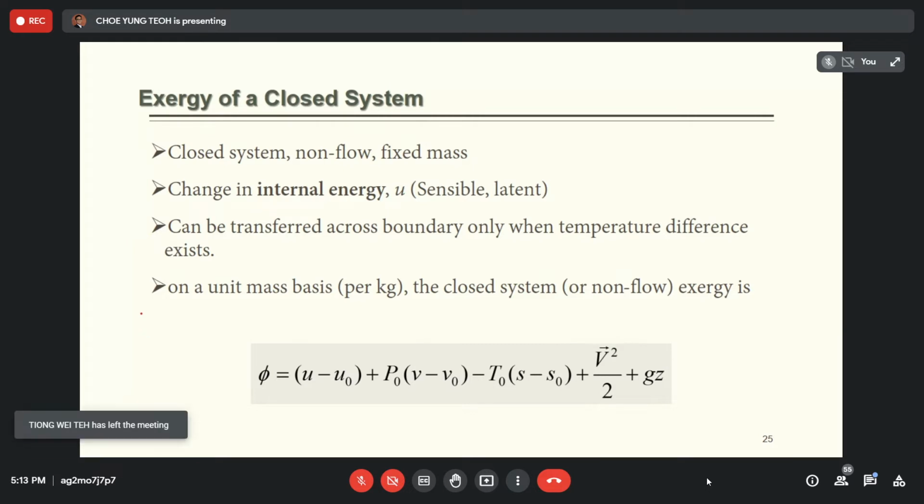Okay, so to measure the exergy of the closed system, this is what we need to consider. The first, the change of internal energy.